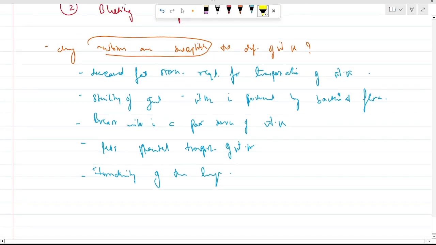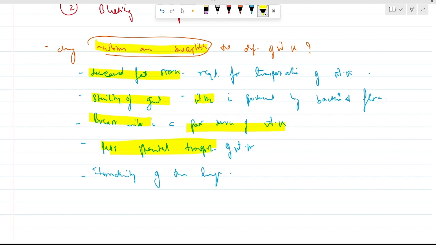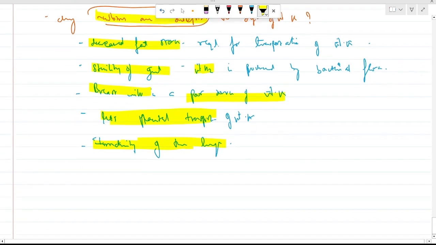So these are the five reasons why newborns are susceptible to deficiency of vitamin K. First is decreased fat stores, sterility of the gut, that's why vitamin K2 can't be produced. Breast milk is a poor source of vitamin K. Then there is less placental transport. And finally, there is immaturity of the lungs in the newborns.